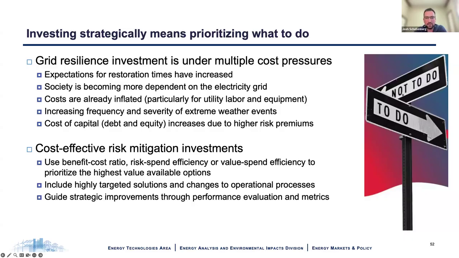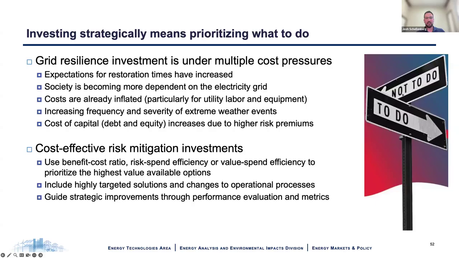But we have an increasing frequency and severity of extreme weather hazards. But then we also have the issue of the credit ratings of the utilities. If the credit ratings of the utilities go down a lot, then that's going to have a cost that ultimately gets passed on to customers as well. And so cost-effective risk mitigation investments are really key. As it's talked about in that prioritization analysis slide, using a benefit cost ratio or risk spend efficiency or value spend efficiency are really key to be able to prioritize the highest value available options and decide what to do in the near term.